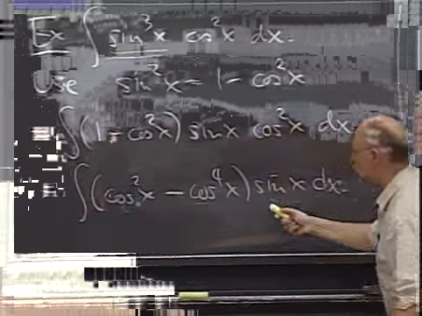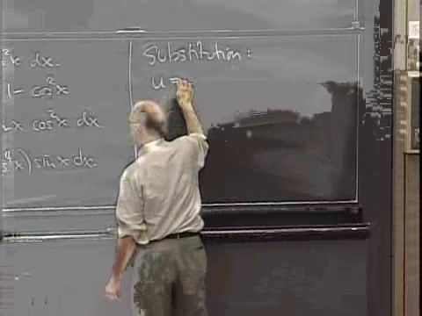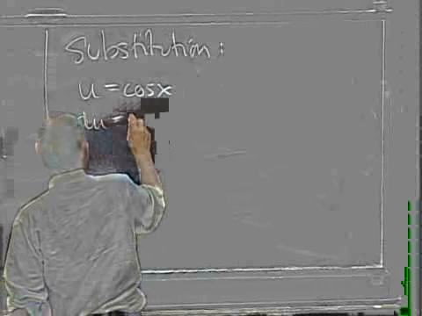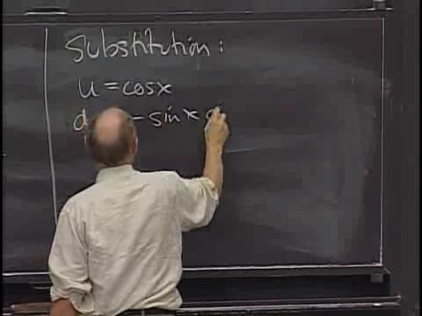And I think I want to write these as powers of a variable, and then this is going to be the differential of that variable. So I'll take u to be cosine of x, and that means that du is minus the sine of x dx. There's the substitution.